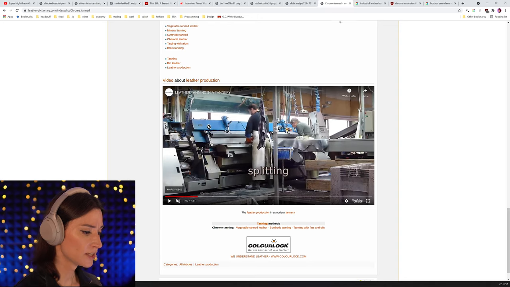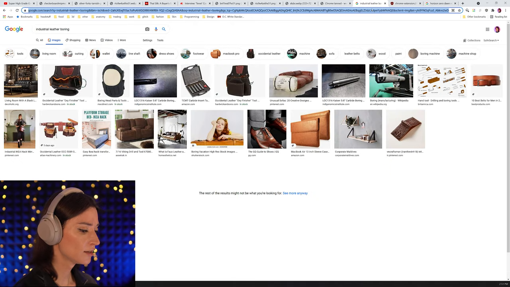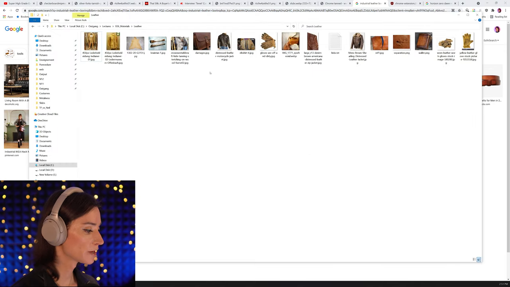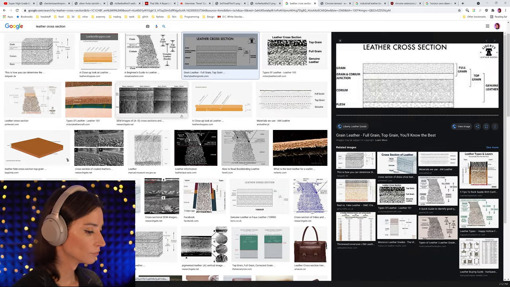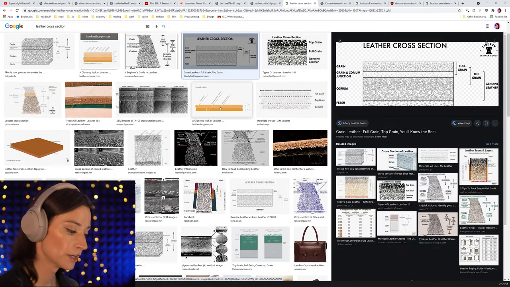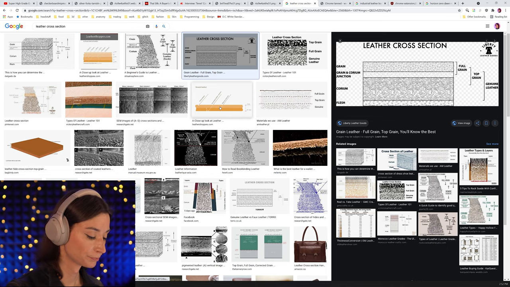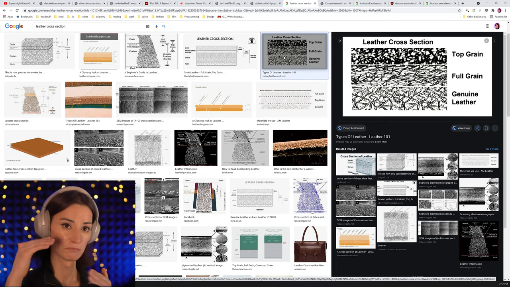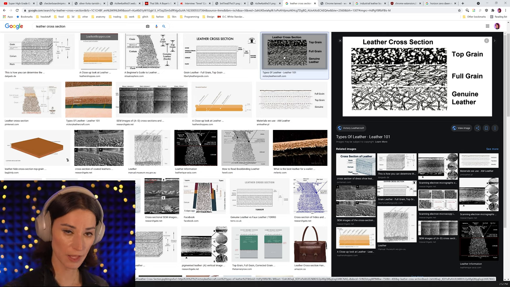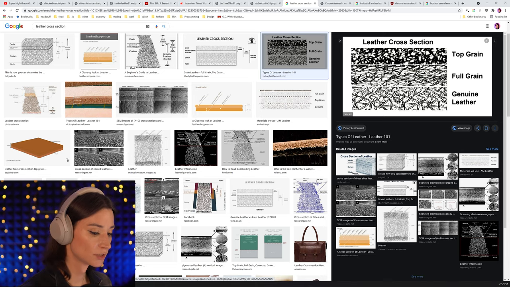The idea is that you take a full piece of leather, so I have an image here of that, and you split it at different heights based off of the kind of effect that you want to leave on the surface. And so you wind up having different names for these different cuts of leather that are possible.